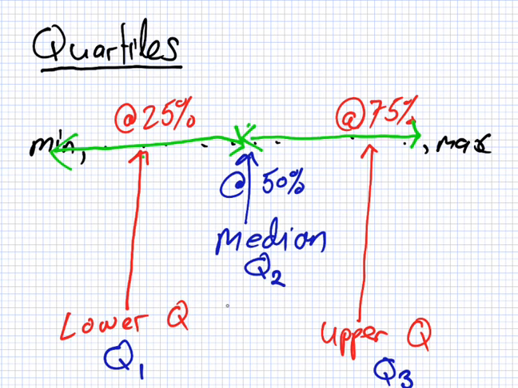In fact, you could even think about it more like this. The minimum would be Q0, and the maximum would be Q4 then. So we're breaking our data up into 4 pieces. Anyways, the lower quartile is here, and the upper quartile is here.